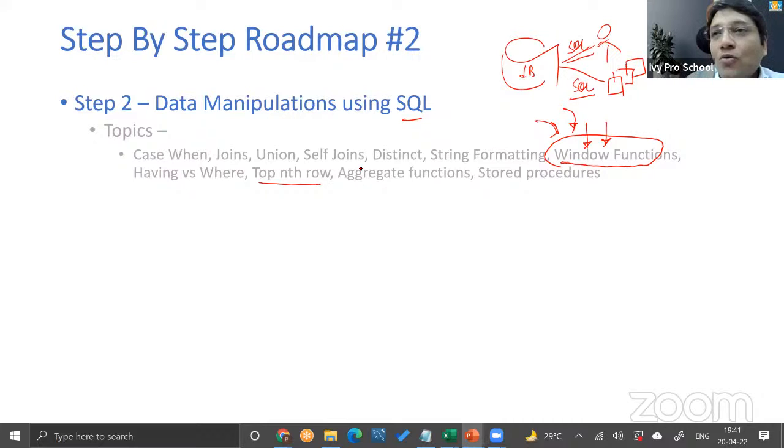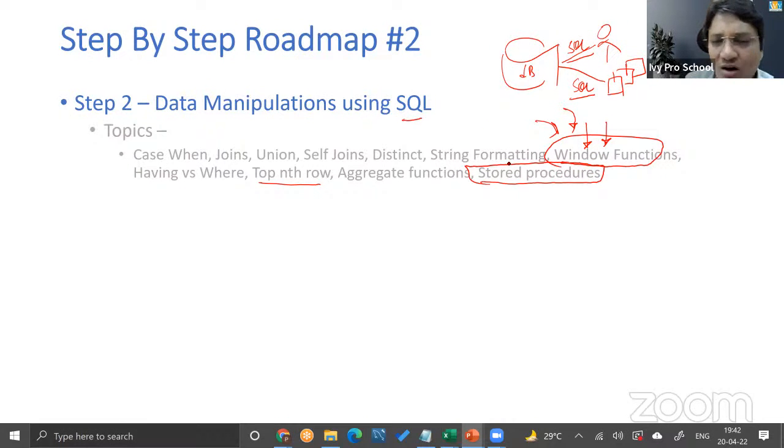Aggregate functions like grouping, and within grouping there are count, sum, average, variance, standard deviation. A lot of functions are there, and stored procedures. Here you can create your own custom set of stored procedures, like a function in Excel. Like in Excel, you have equals to sum. Here also, you can create your own function and store it in the database server as a stored procedure. So that is also very interesting in SQL.